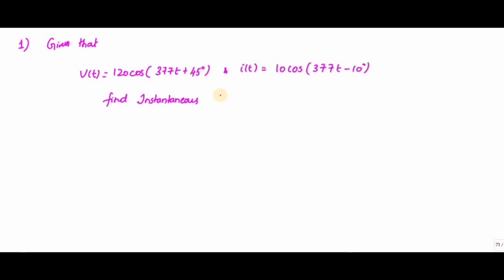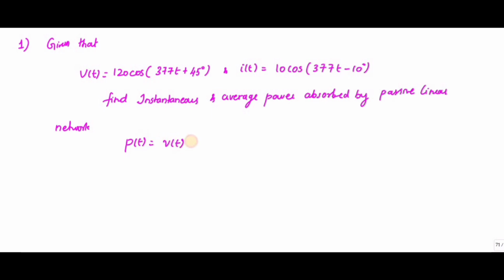So we know the formula for the instantaneous power, right? So P of t is equal to V of t into I of t. So first let us multiply these two values of V of t and I of t. So you can see for the instantaneous power, what is not dependent on time, that is average power. Okay, so we will get 120 into 10 cos(377 t plus 45 degree) into cos(377 t minus 10 degree). So it is 1200. So 1200 divided by 2, all right.